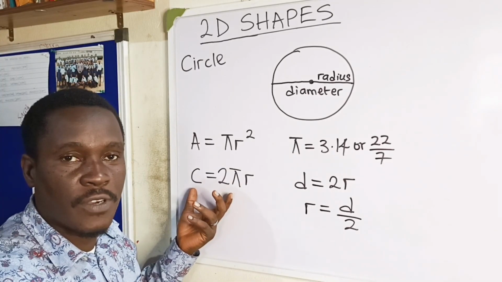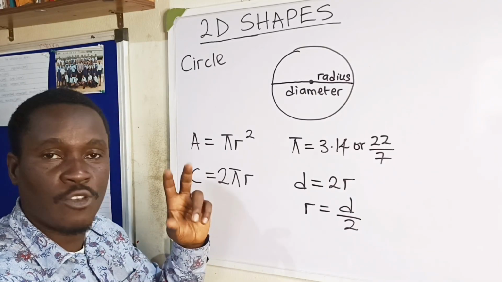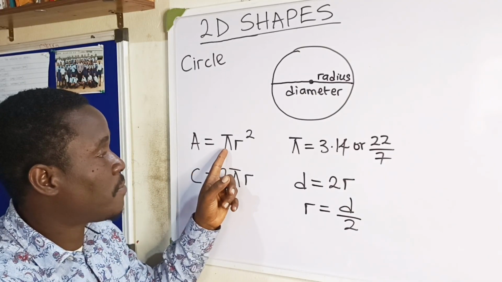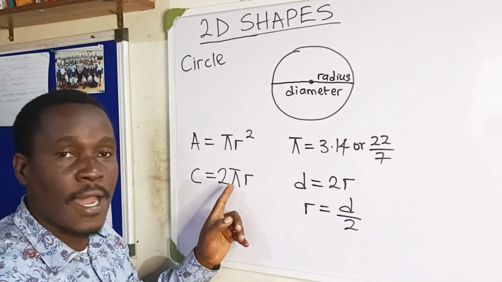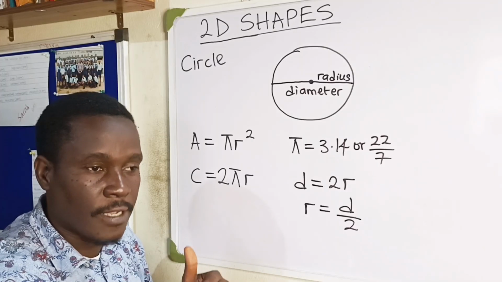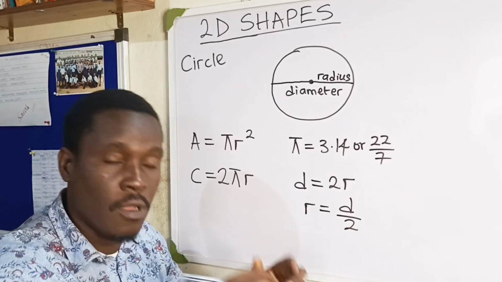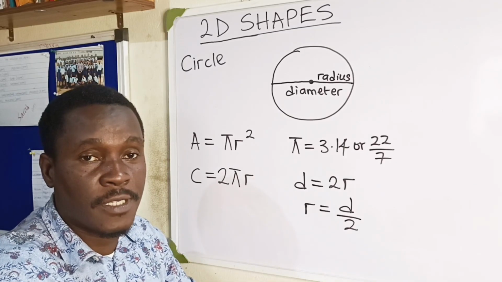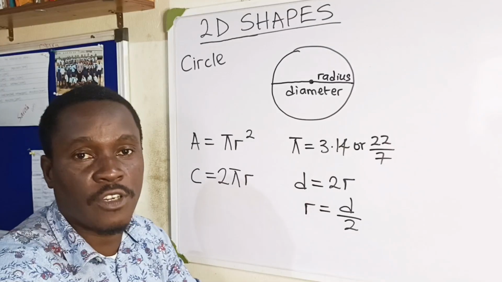Now let's look at the circumference. The formula seems similar, but there's a little bit of difference. For the area, it is pi radius squared. For the circumference, it is 2 pi radius. You need to take note of this difference. Okay? So now we've gone through the formulas for the area and the perimeter, circumference of the 2D shapes. The next thing we're going to do is solve practice questions relating to what we've just learned.